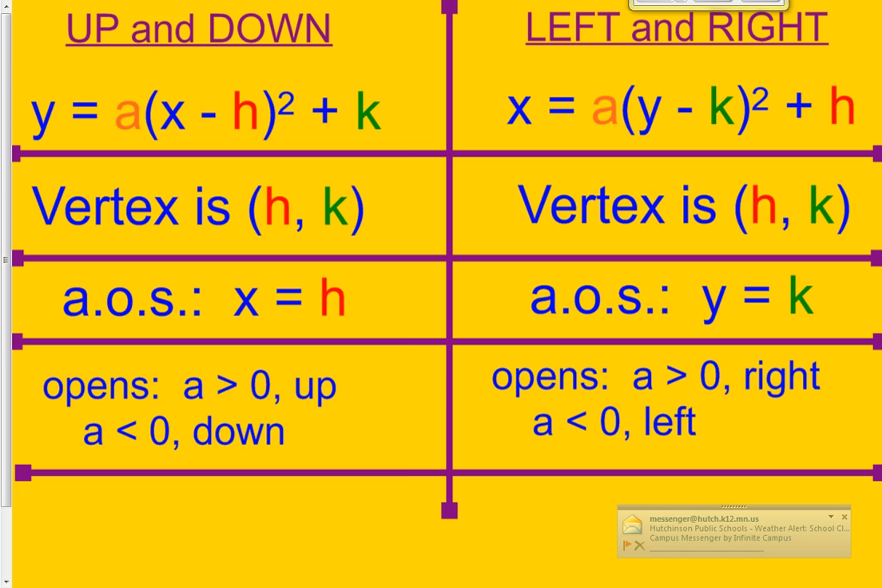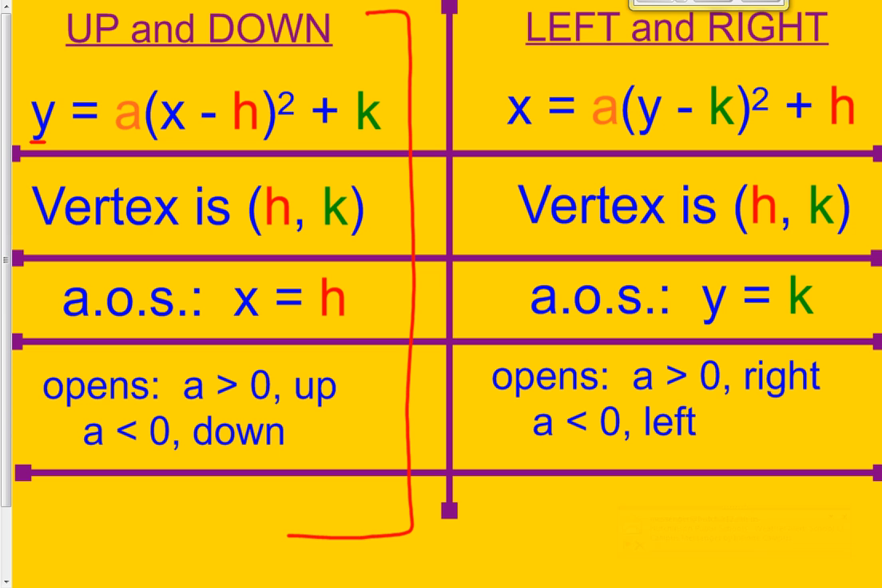The left side here is what we've been talking about the entire lesson. Now instead of a y equals equation, it's going to be an x equals equation when it opens up right and left. The a value is going to do the same thing. It stays in the same spot. Notice where your vertex is.